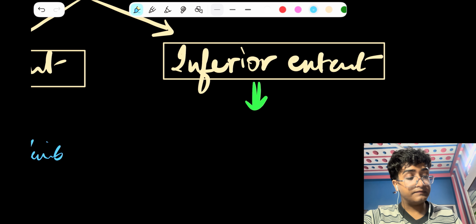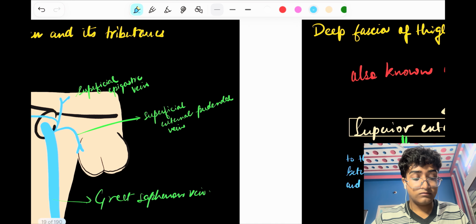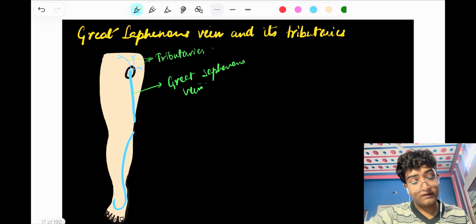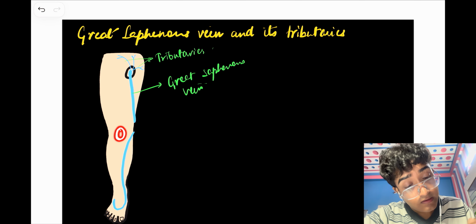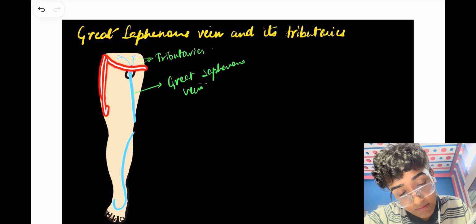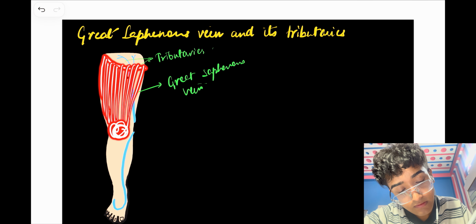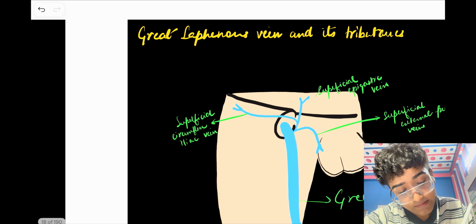And inferiorly it is attached to the knee. Inferiorly it is attached to the knee. See, in this picture, this is the knee, and this fascia lata starts from here and gets attached on top of the knee and the sides of the knee.